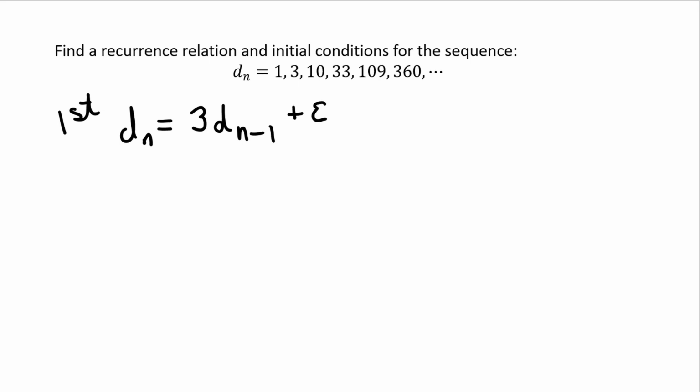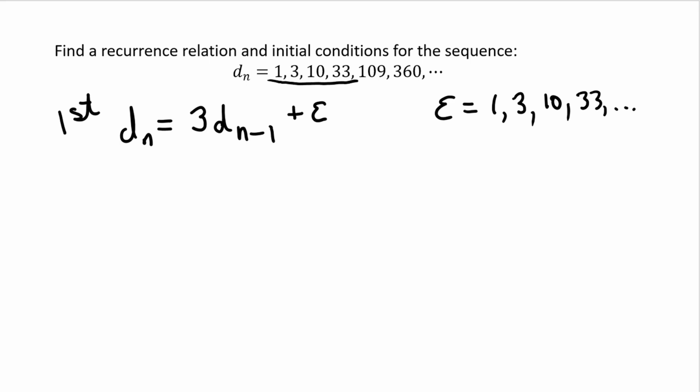Okay? So let's look at what that would be. I just said them, but we'll do it again. On the first pass, let's look at d sub 2. 3 times 3 is 9, and 9 to 10 we're off by 1. Let's try the next one. 3 times 10 is 30, and from 30 to 33 we're off by 3. 33 times 3 is 99, and between 99 and 109 we're off by 10. 109 times 3 is 327, and the difference between 327 and 360 is 33. Now I'm seeing a pattern that matches the terms of the sequence.